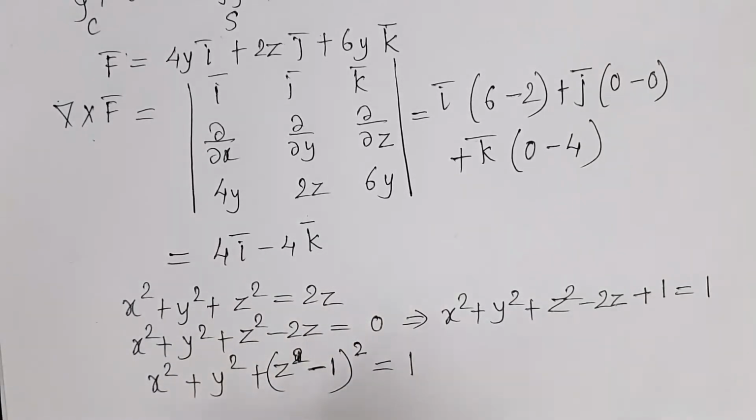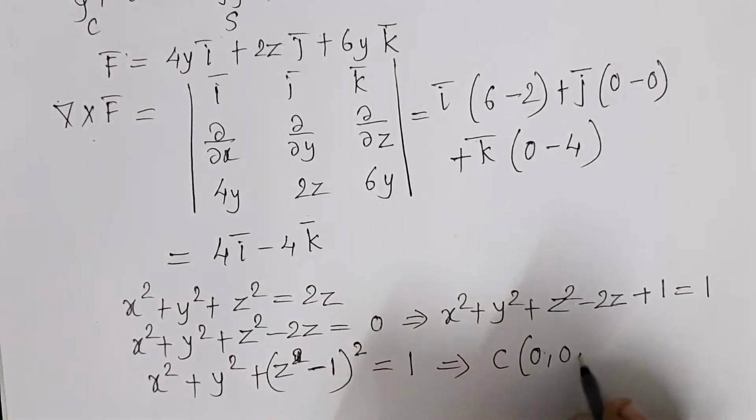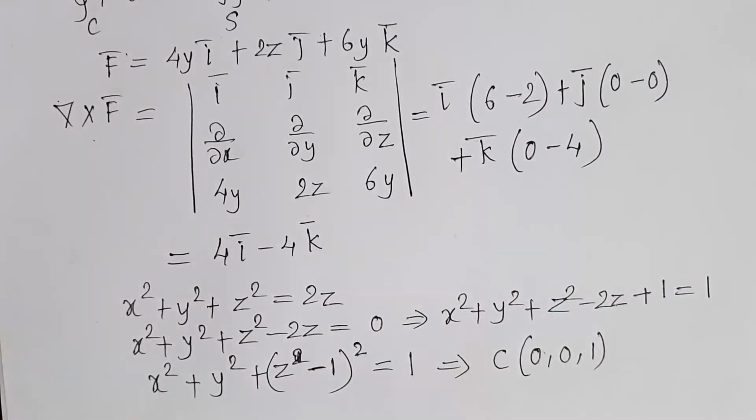So this is the equation of a sphere whose center is, the general form of a sphere being x minus a whole square plus y minus b whole square plus z minus c whole square is equal to r square. So here the center is a, b, c. The a value is 0, the b value is 0, only the c value is present. So 0, 0 and 1 is the center of the sphere.